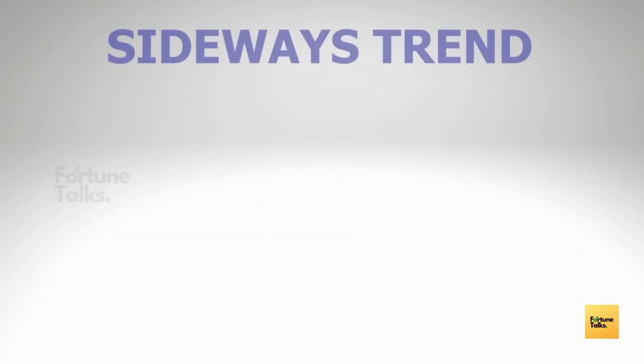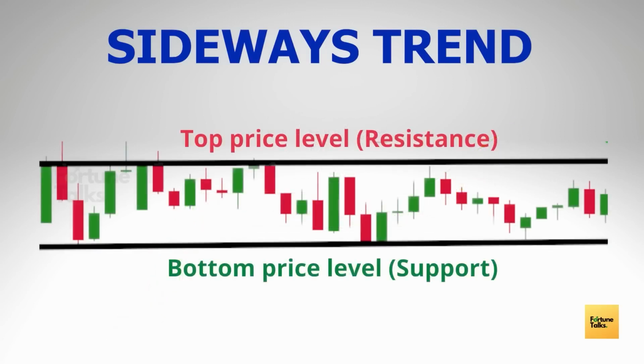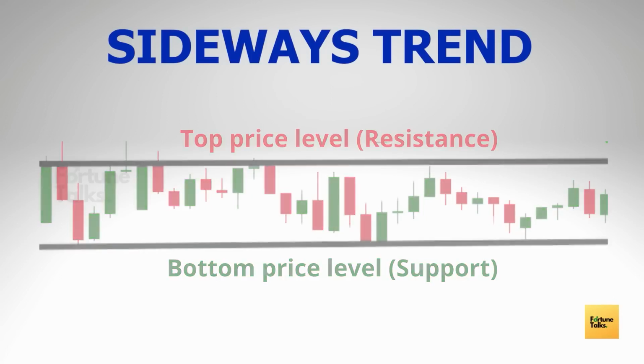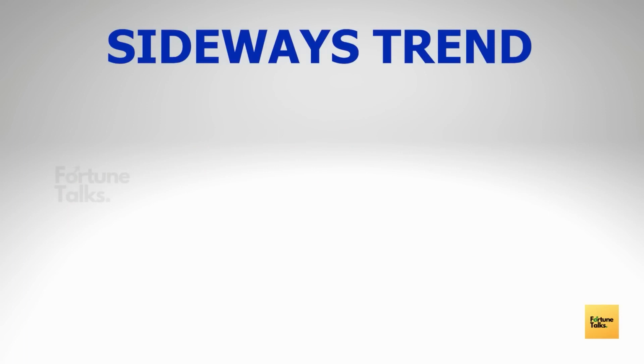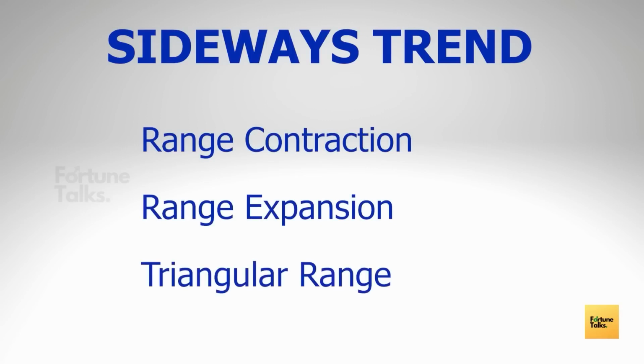The final type of trend is not actually a trend, but a situation where there is no clear trend in the market, where the market stays inside a range. We have talked about ranging stages of the market as accumulation phase and distribution phase. So the price movement between two price levels is called a sideways trend. There are three types of sideways trends. Number one is the range contraction. Number two is the range expansion. And the last one is the triangular range.